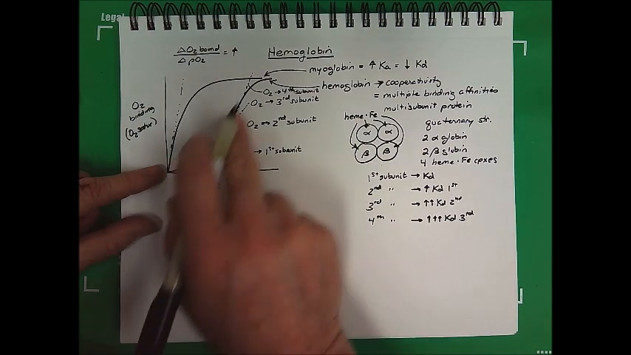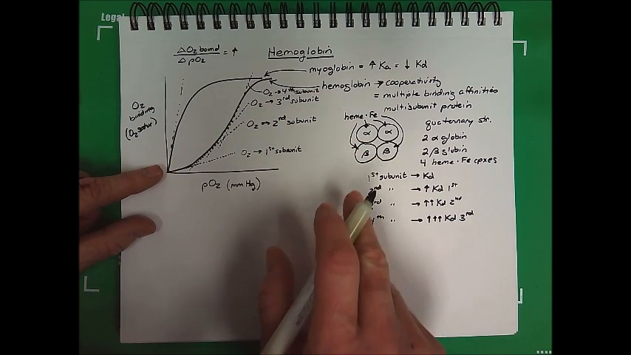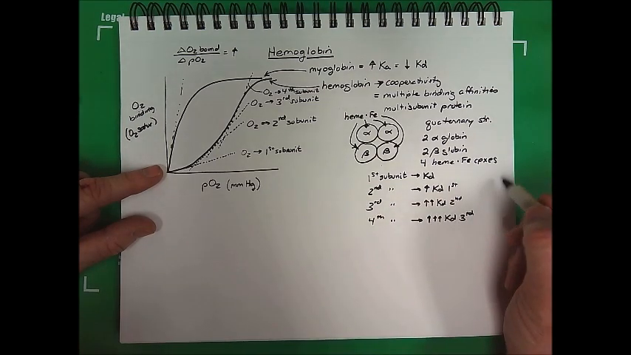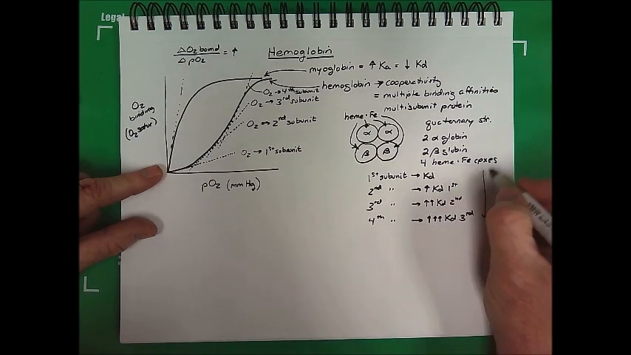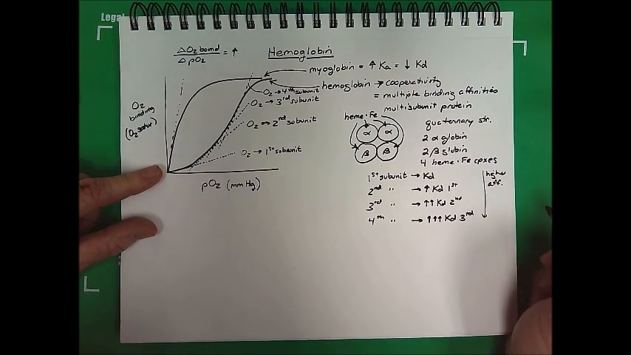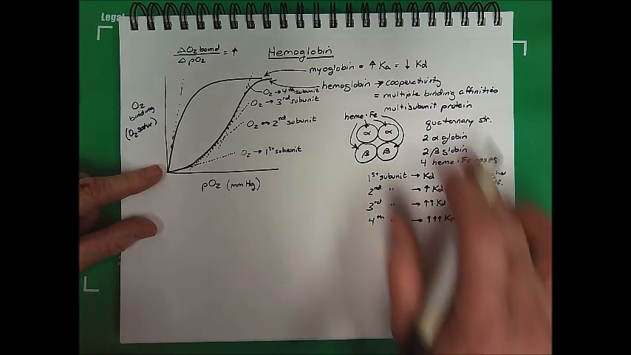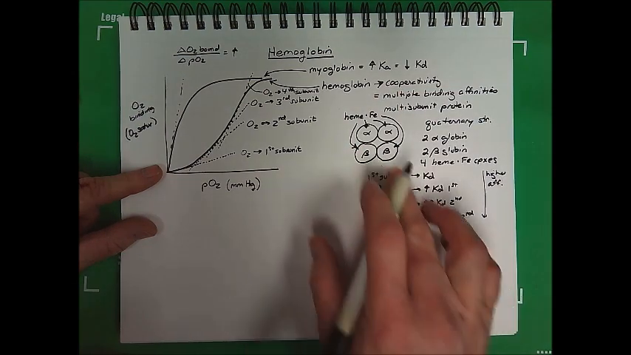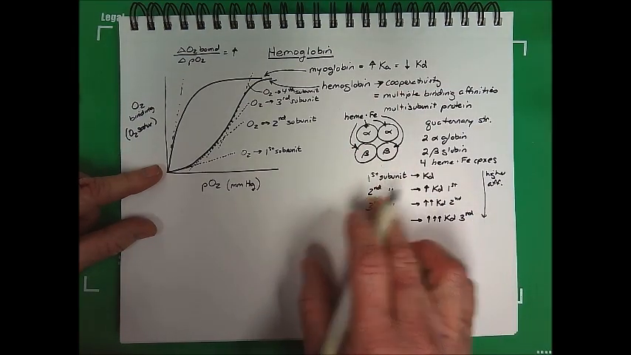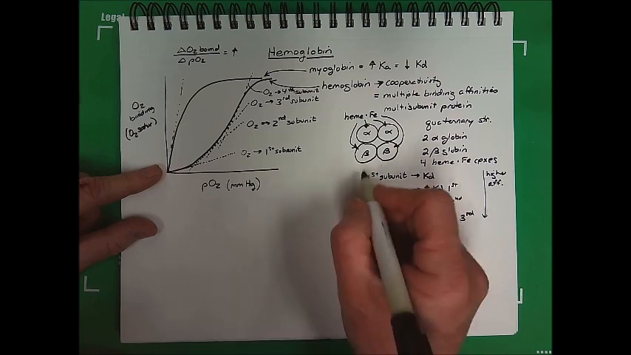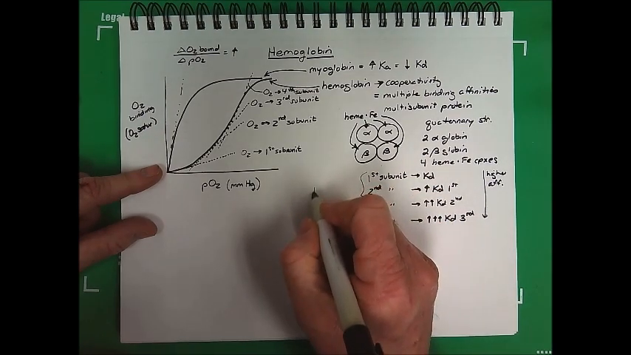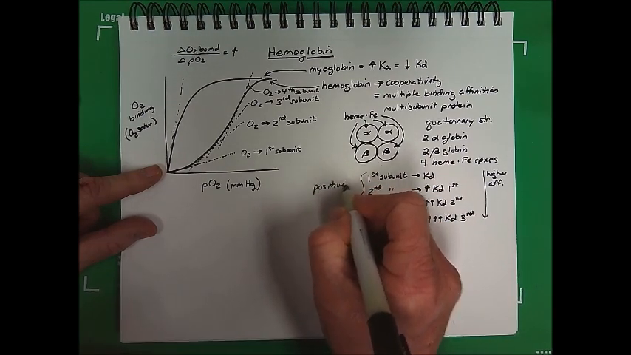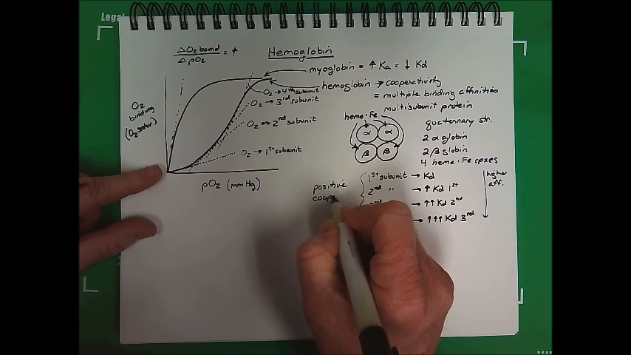So the binding of oxygen to the first subunit induces higher affinity as we progress. This is the definition of cooperativity, that one subunit is cooperating with the second one to increase its affinity. This is termed positive cooperativity.